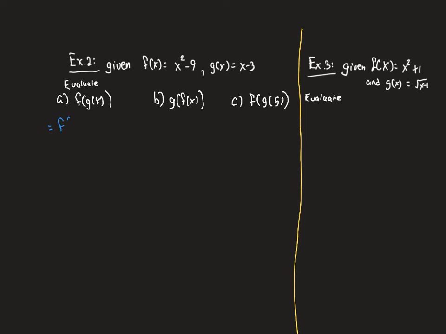So I'm going to put f, whatever my g of x is, x minus 3. I'm going to plug it in there. So instead of x squared, this is going to become x minus 3 squared minus 9, which is equal to, you're going to do x minus 3 squared, which is, when all said and done, x squared minus 6x plus 9 minus 9. And how I did that? Well, I FOILed it.